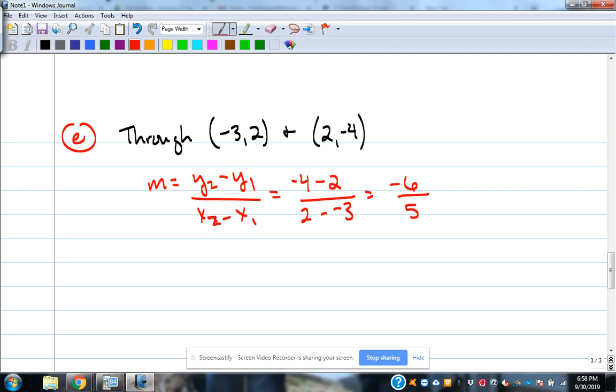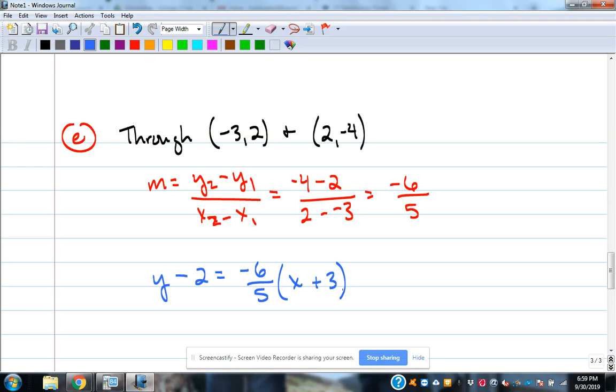Now, here's where I've got to make that choice about how I'm going to do the problem. I've also got to make a choice about which ordered pair I want to use. It doesn't matter. They're both equally junky. It doesn't really matter which one you pick. Okay? So I'm going to pick the -3, 2, just the first one. So if I go to my point slope form, y minus 2 equals -6 over 5 times x minus -3 turns into x plus 3. So I went ahead and did that double negative thing.